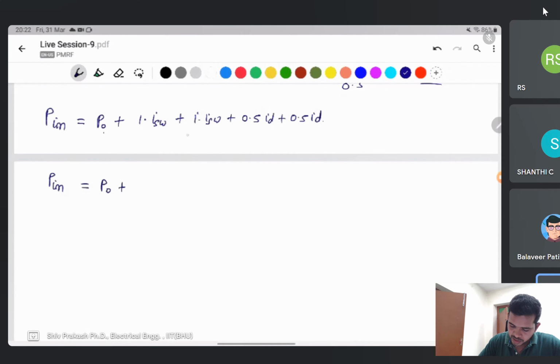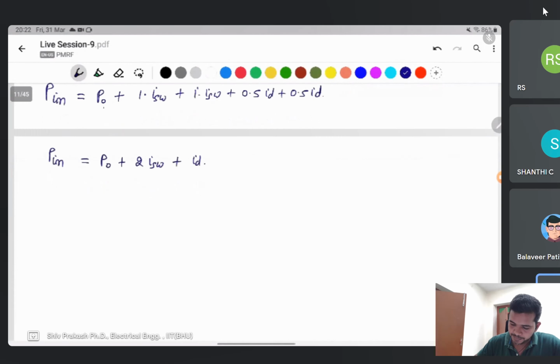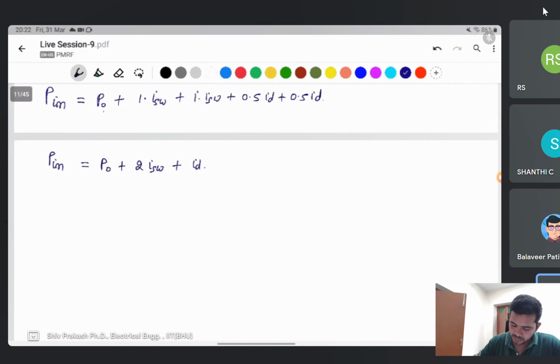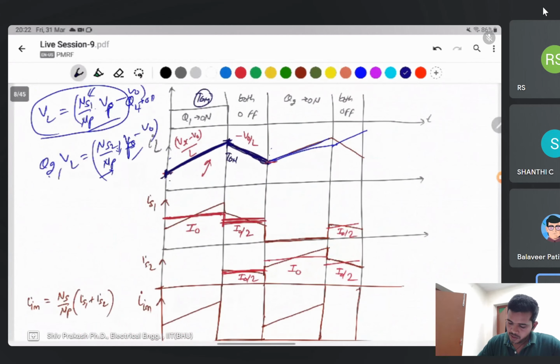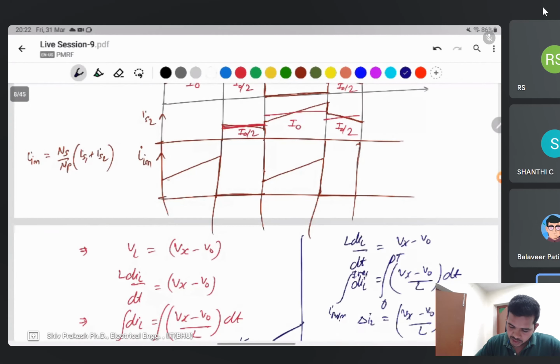Output voltage plus, we can take as 2 ISW plus ID current, diode current. Switch current, you can say this one is the switch current. If this one is given as a constant, then this will be constant current. Constant switch current flows here on the primary side, switch 1 and switch 2.